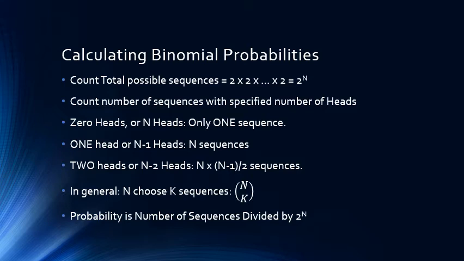Similarly, you can calculate the probability of two heads. And this turns out to be 10 times 9, 90, divided by 2, which is 45. In general, if you have a sequence of n flips and you want to find the probability of k heads, you use the formula n choose k, and the probability is n choose k divided by 2 to the n, which is the total number of sequences. We're not going to discuss this formula, but it is implemented in Excel, and we can use the Excel formula to calculate these probabilities.